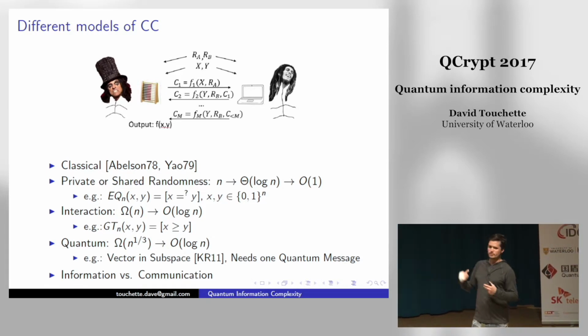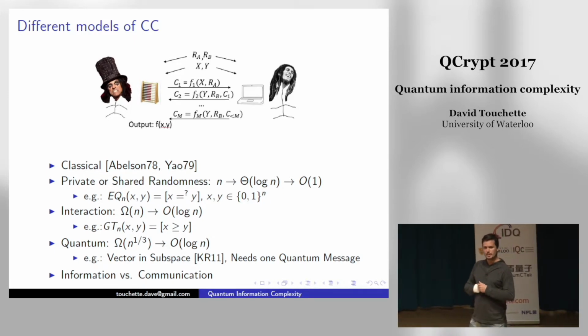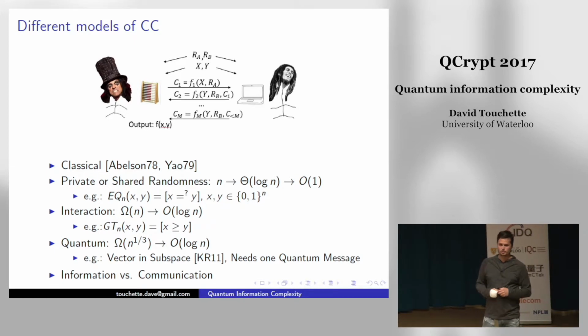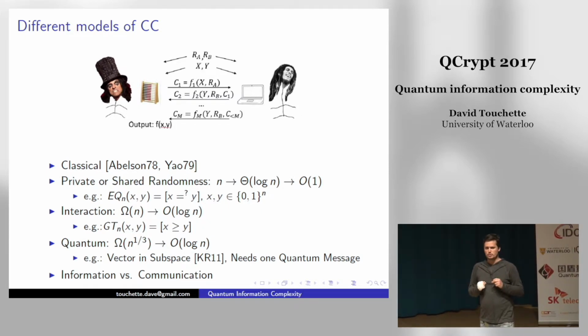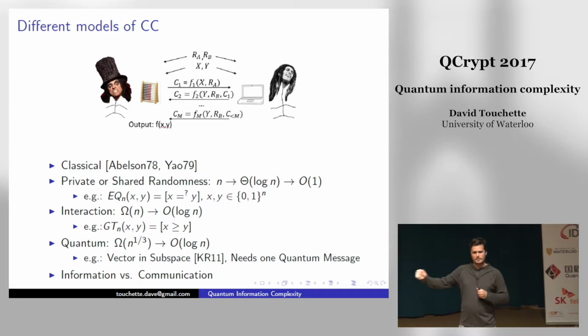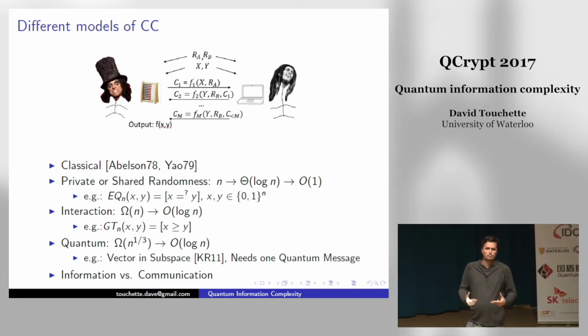So is interaction a powerful resource in this setting? It is indeed very powerful, and with interaction, you can also get exponential advantages. So for example, for the greater-than function, Alice and Bob each have a number of n digits, and they wish to know which one of these is greater than the other. And if they're only allowed to exchange a single message, then once again, essentially, the best they can do is exchange their whole input.